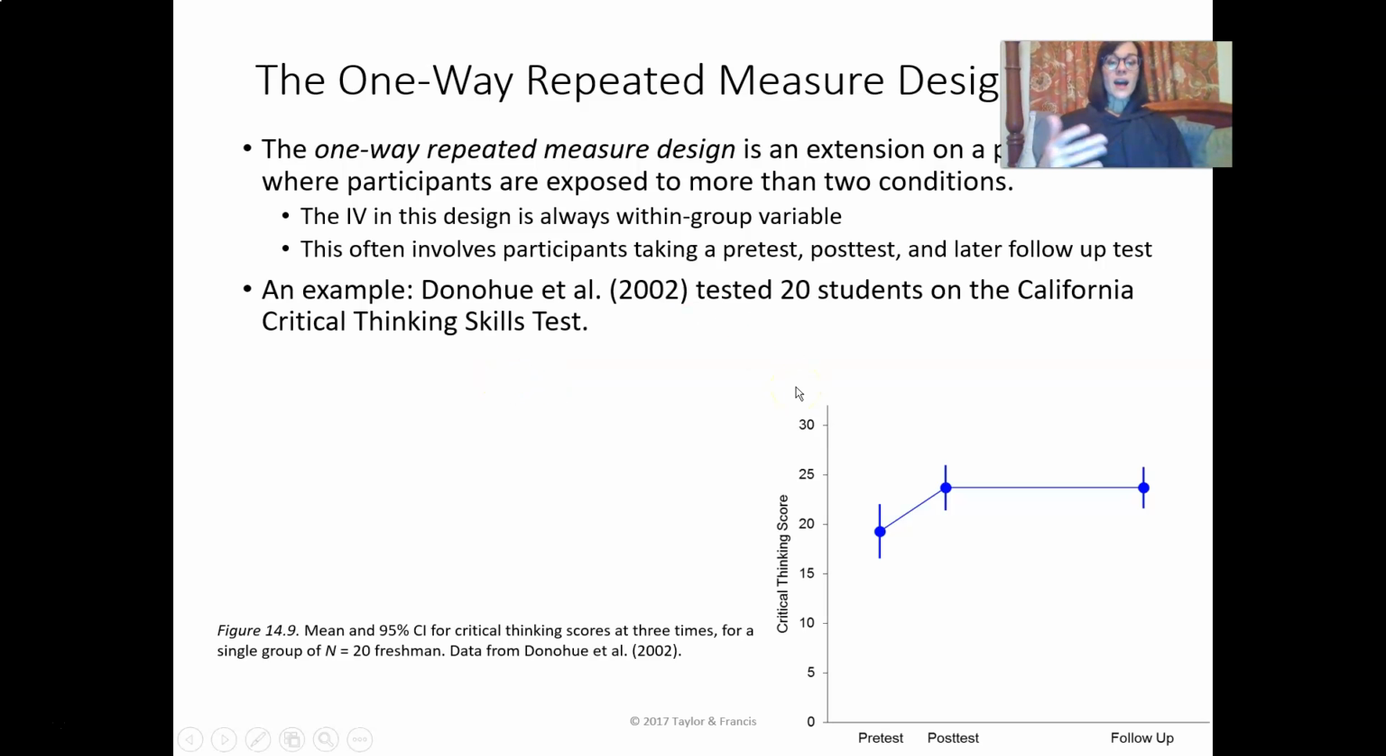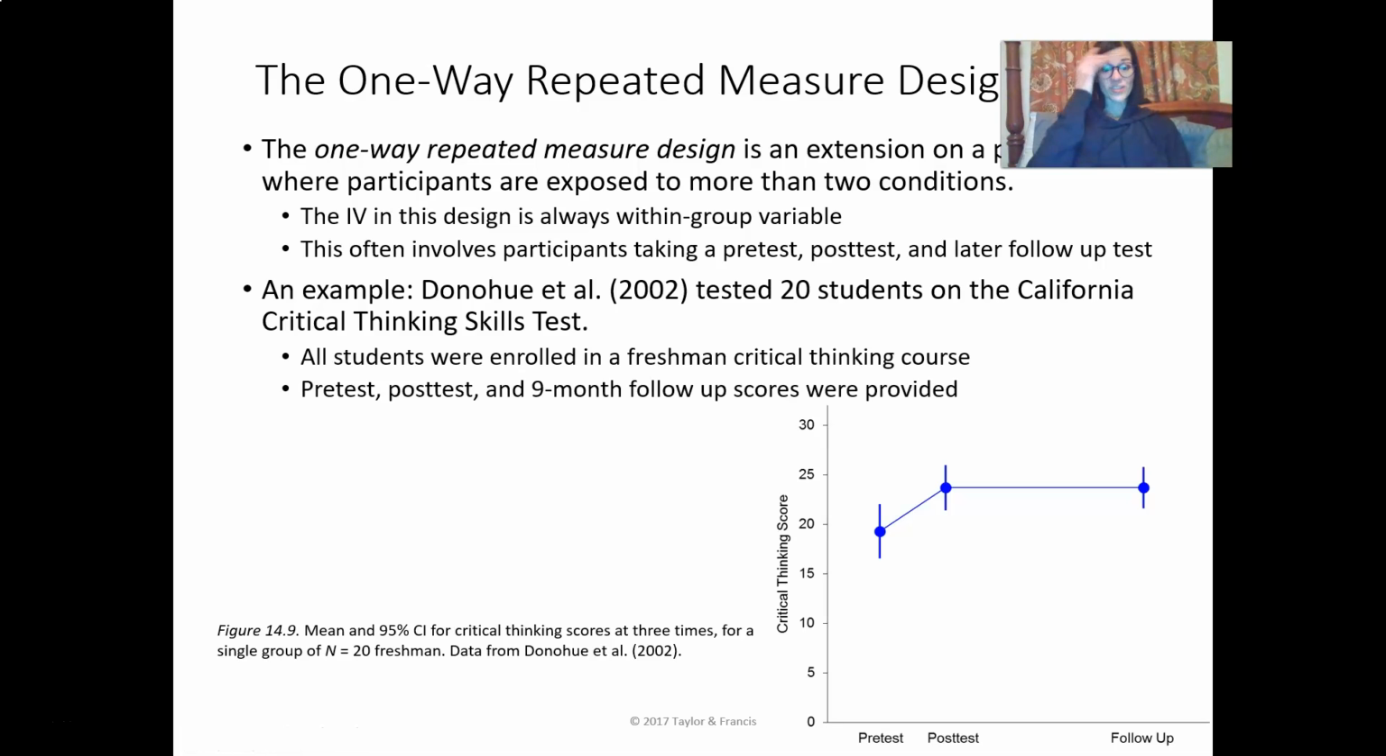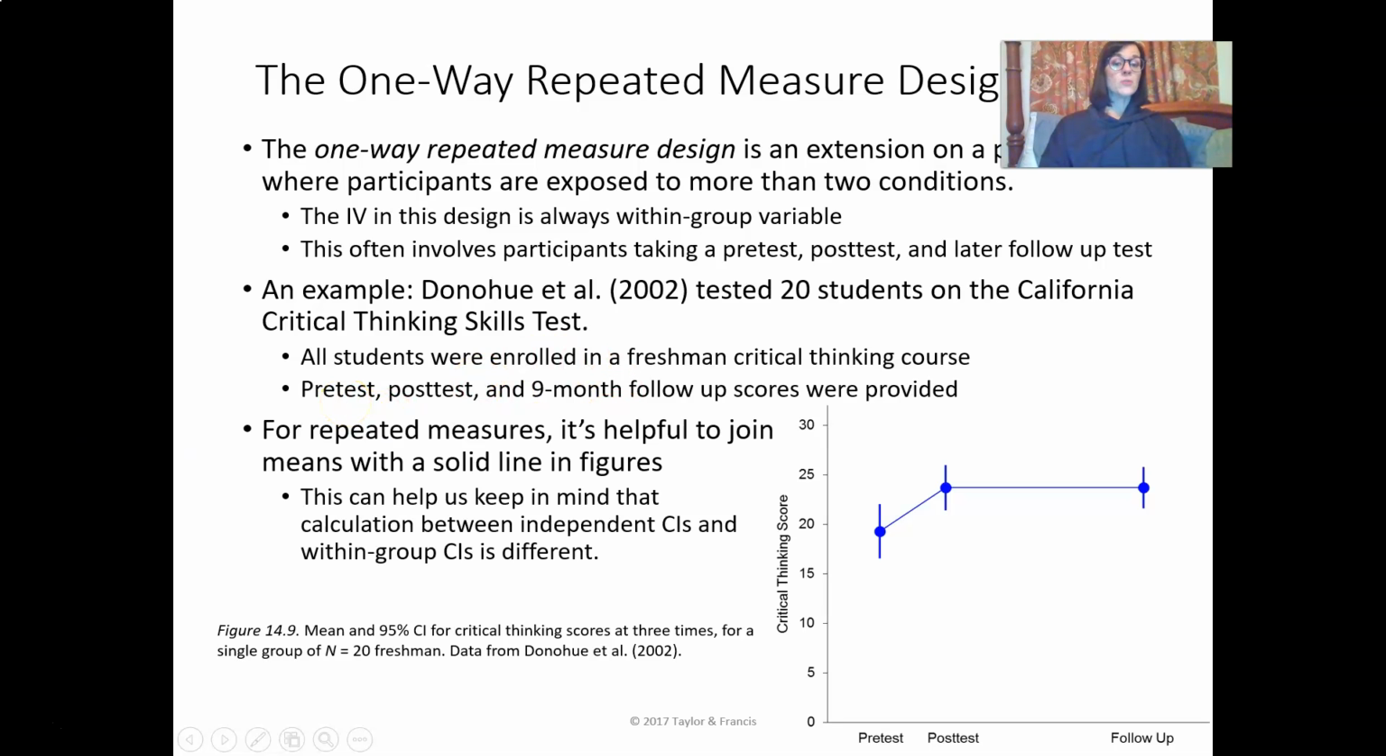So Donahue basically tested 20 students on a California critical thinking skills test. All of the students were enrolled in a freshman critical thinking course where they had to map arguments. They did a pre-test, a post-test, and a 9-month follow-up.